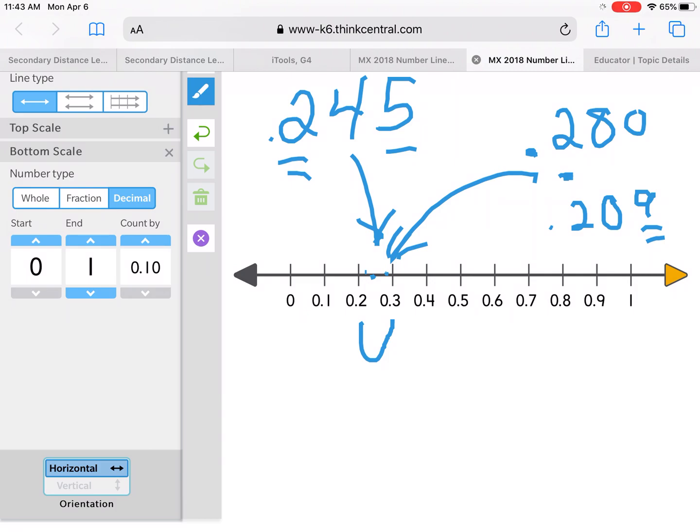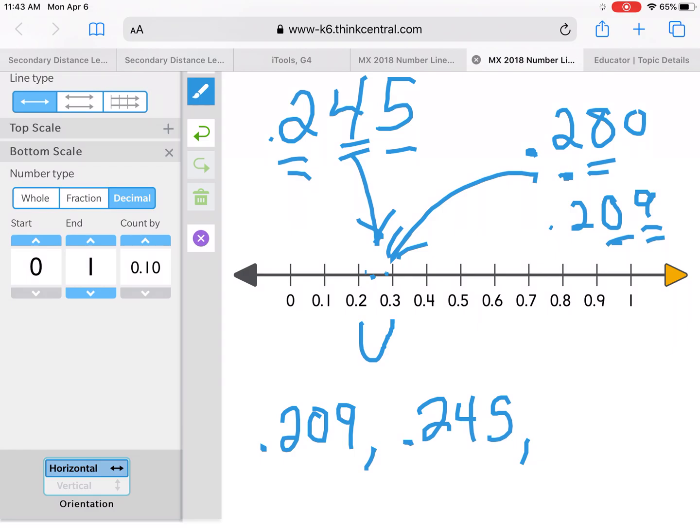Now to compare these three, all you'd have to do really is look at the number in the tenths place. I have a 0 in the tenths place, I have a 4 in the tenths place, and an 8 in the tenths place. So I can easily see that 209 thousandths is the least of this set, 245 thousandths is second, and then finally 280 thousandths is last. Be careful of the order between least and greatest. Follow your directions every time.